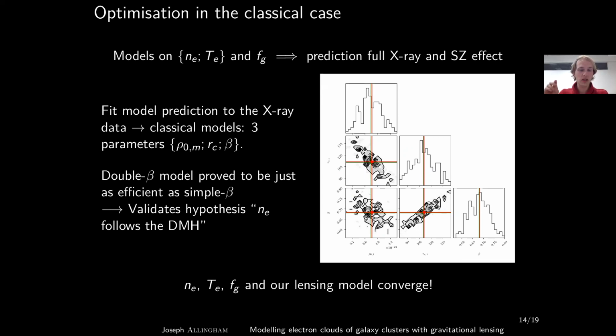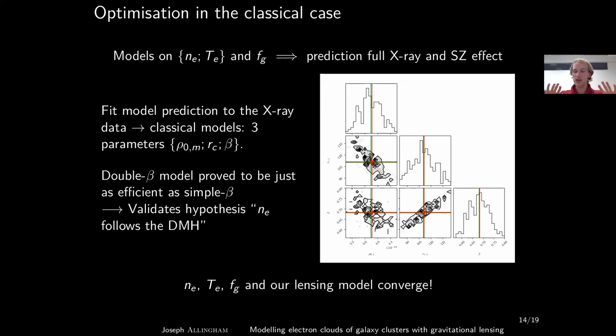And the beta exponent that is also being optimized here actually matches quite well the values that are commonly found. We also found that the double beta model proved to be just as efficient as a simple beta. And this is an example of how the electron density traces the dark matter halo, at least in our case and with our lensing analysis. So all of this works together.